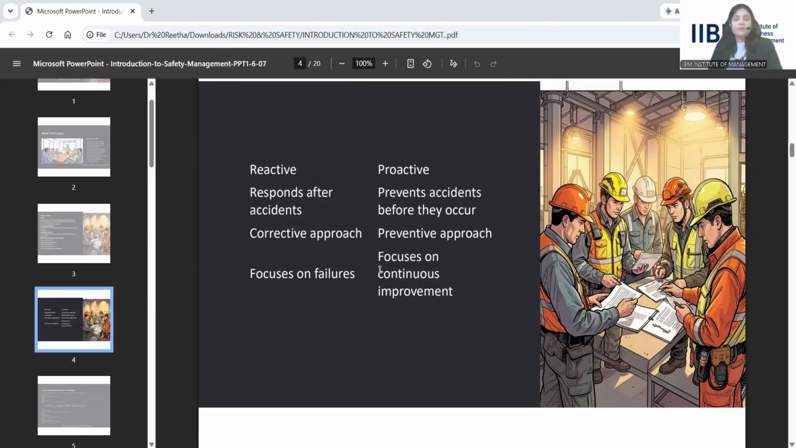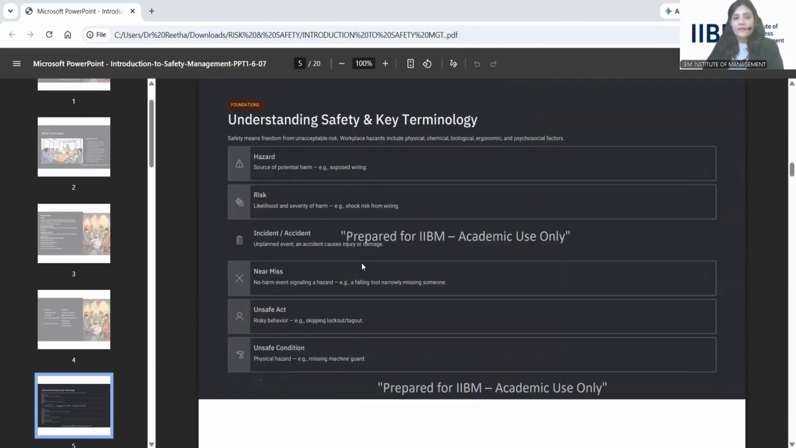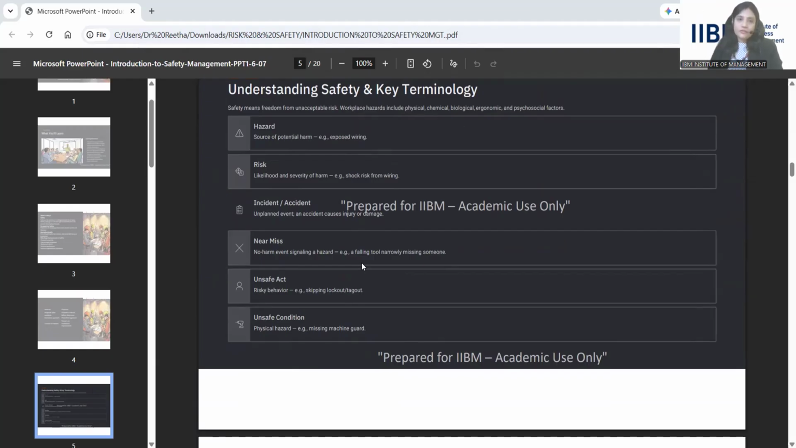So, it is very, very important for us to understand all these factors that we are enlisting over here, and to also take into consideration what exactly are the safety and key terminologies that we need to be aware of. Just now, we have emphasized some of the factors when I started with the definition itself. Like, what is a hazard? Safety means the freedom from unacceptable risk. So, workplace hazards, we know they include, it could be physical, it could be biological, or it could be ergonomic, or it could be psychological factors.